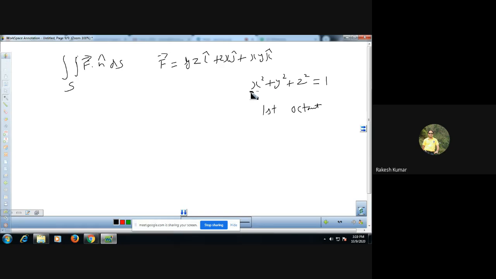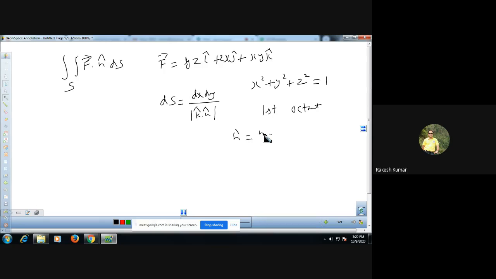First octant means first quadrant, in which all the variables will be positive. And clearly, what we have to do is find out dS now. And dS, accordingly, we shall find will be dx dy over k cap dot n cap. And n cap we need to find out.